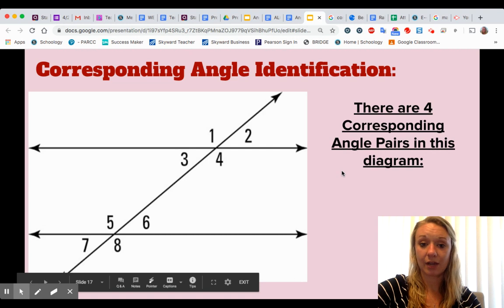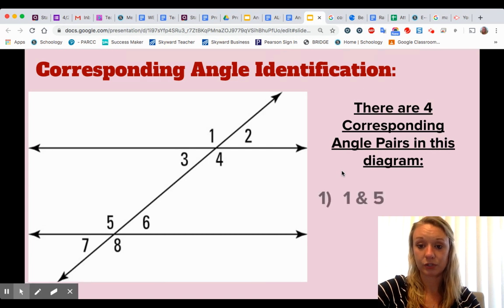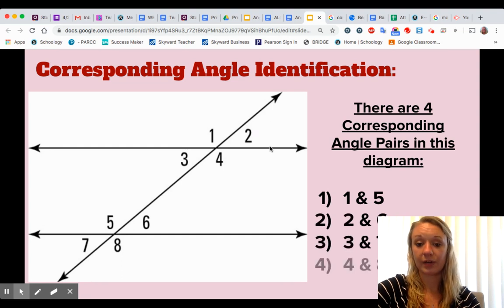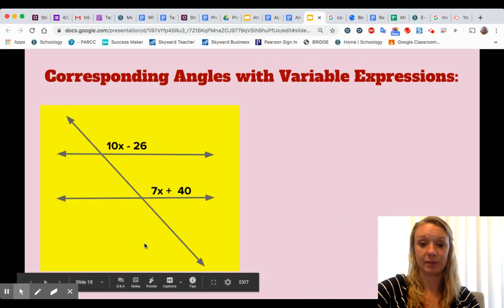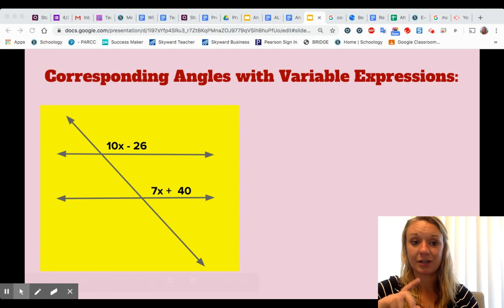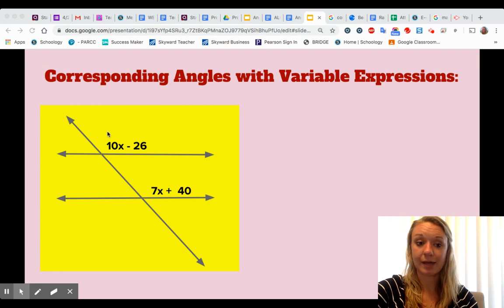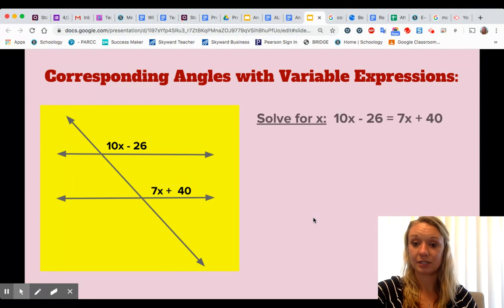So in this diagram, there are 4 corresponding angle pairs: 1 and 5, 2 and 6, 3 and 7, 4 and 8, because they're all in the same spot. If I gave you an expression that looked like this, and I wanted you to solve for x, first of all, hopefully you can identify that these are corresponding angles. They're in the same spot, top right and top right. That means that they're equal. So you can set those two expressions equal to one another to solve for x.